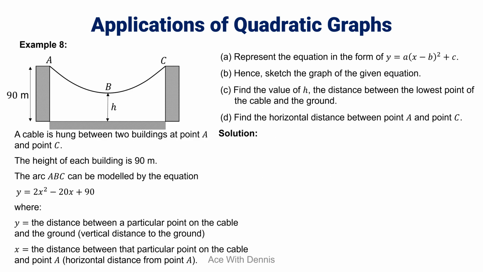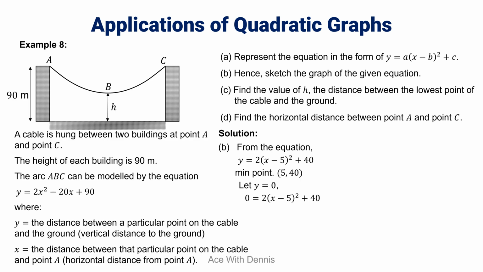Then we can start to sketch the graph for B. From the equation y equals 2(x minus 5) squared plus 40, the minimum point is (5, 40). Then we want to find the x-intercept, so y equals 0. The equation becomes 0 equals 2(x minus 5) squared plus 40, and we are trying to solve this equation. 2(x minus 5) squared equals negative 40, which is (x minus 5) squared equals negative 20. From here, as you can see, a square number should be a positive number, it cannot be a negative number. Hence, for this case, there is no solution.